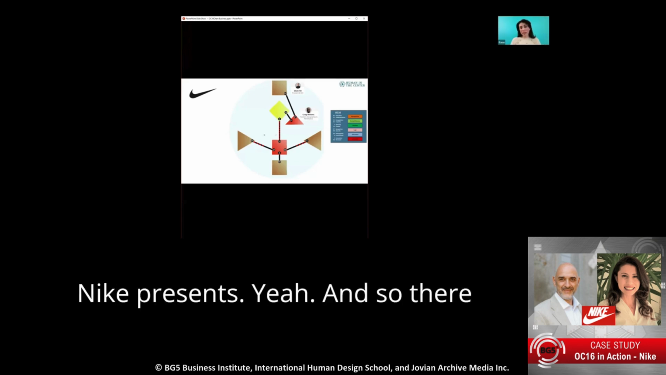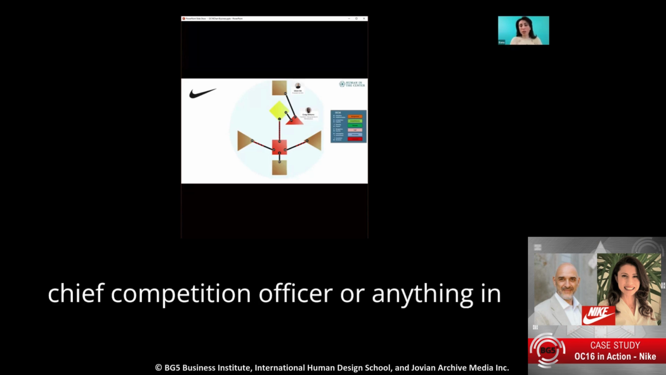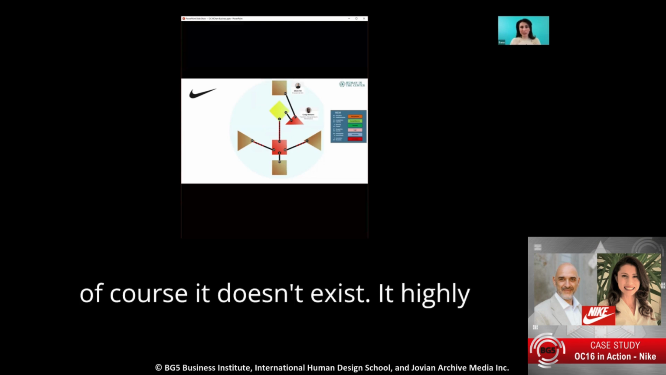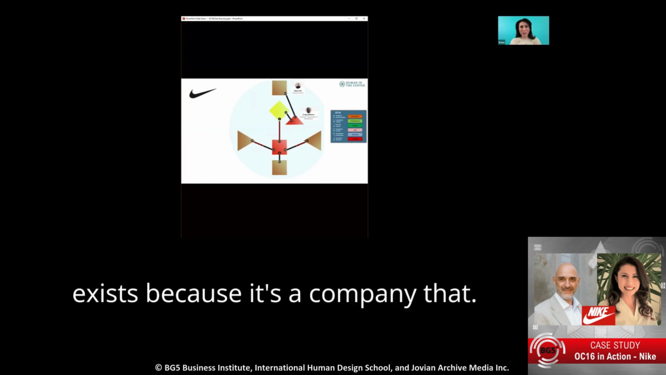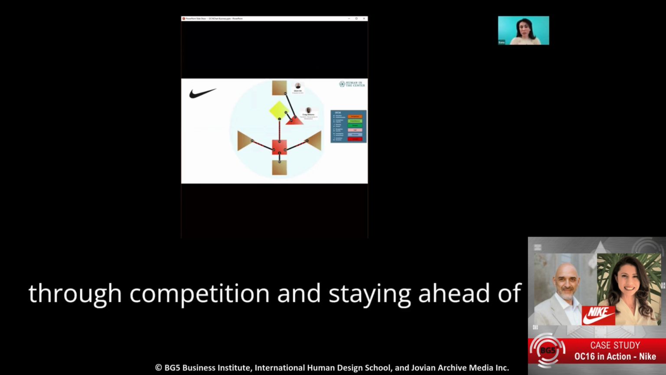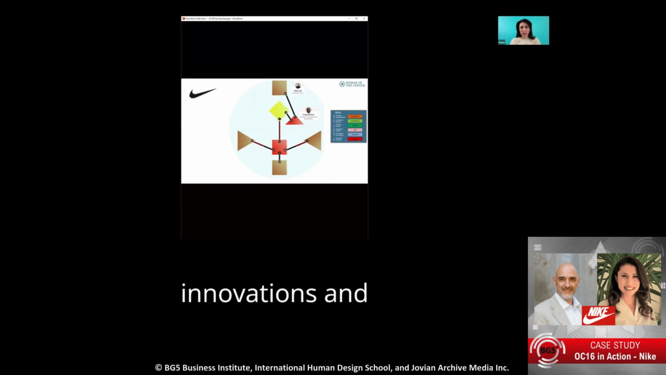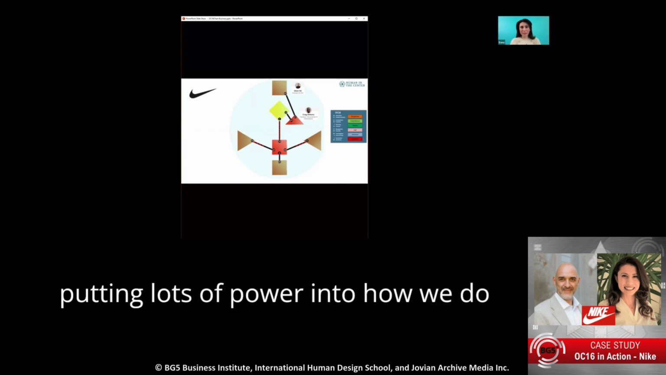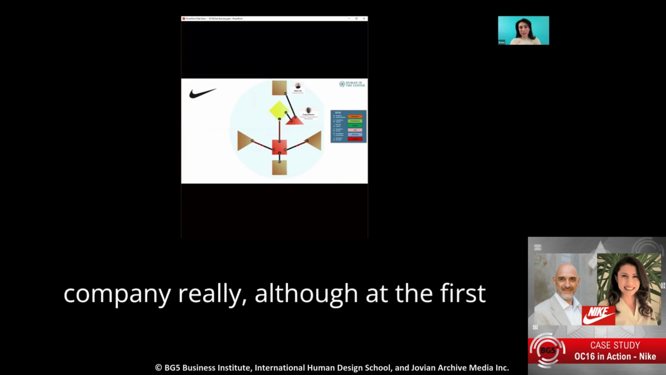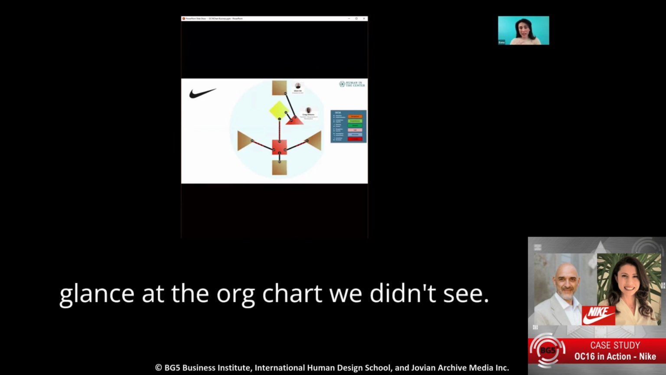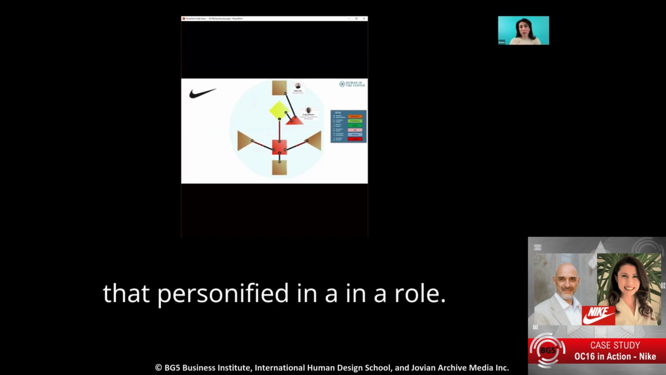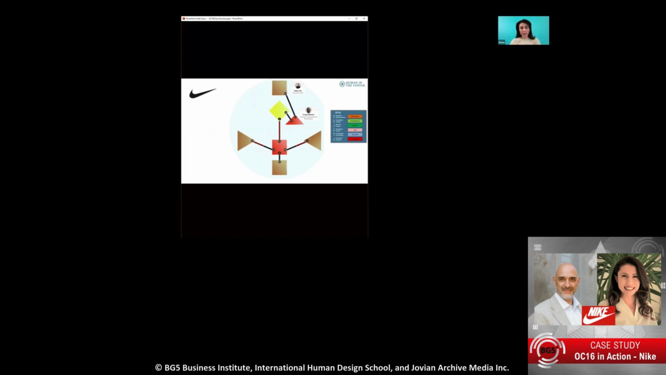Yeah. And so there isn't specifically one person who is a chief competition officer or anything in the org chart, but it doesn't mean, of course, that it doesn't exist. It highly exists because it's a company that survived through long years fighting through competition and staying ahead of the competition through all its innovations and putting lots of power into how we do sports as well. So it's inherent in the company, really, although at first glance at the org chart, we didn't see anybody who specifically took care of that. It's personified in a role.